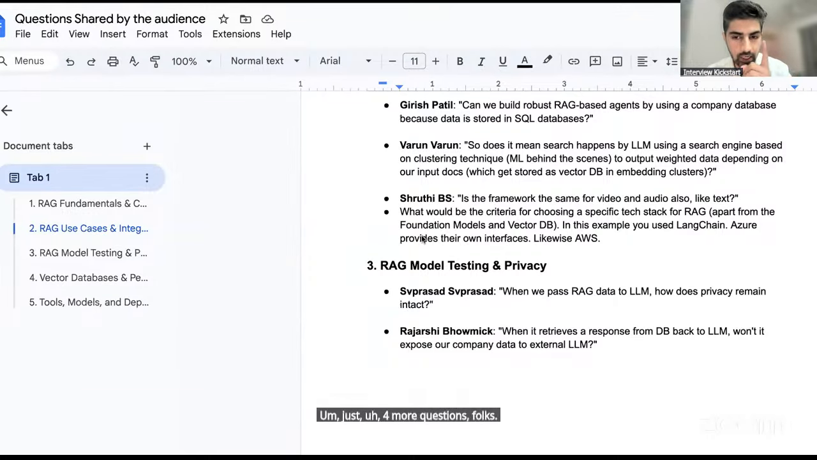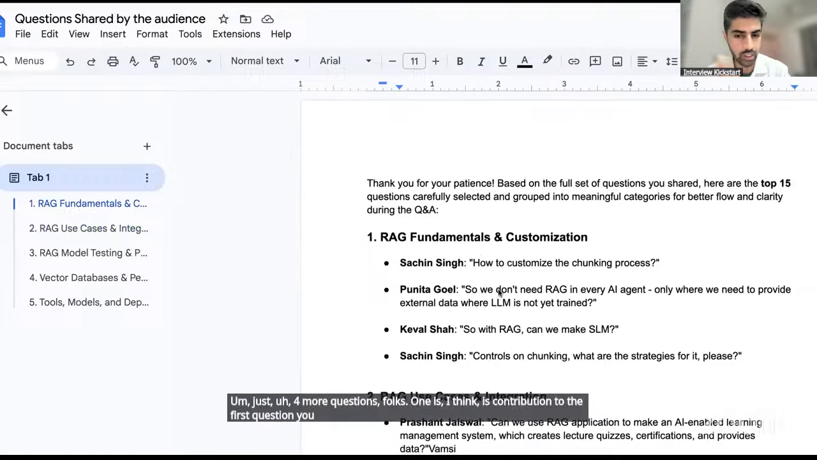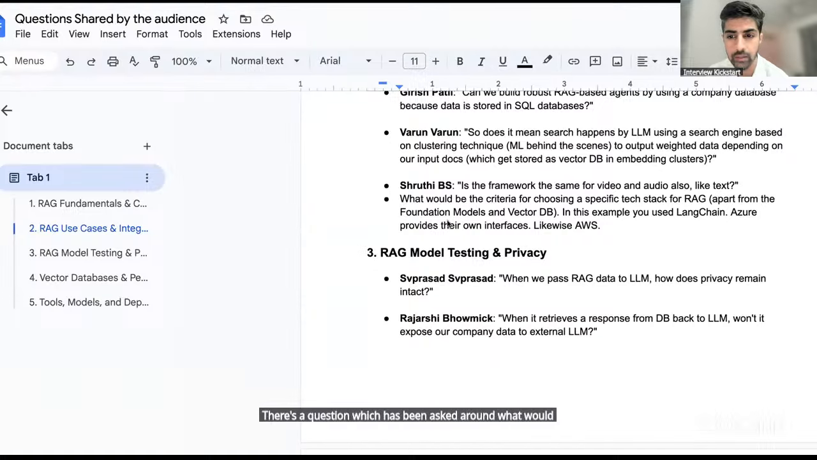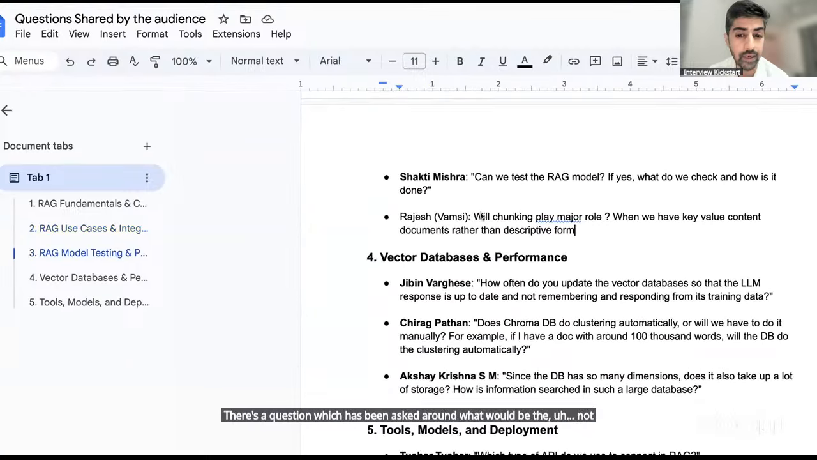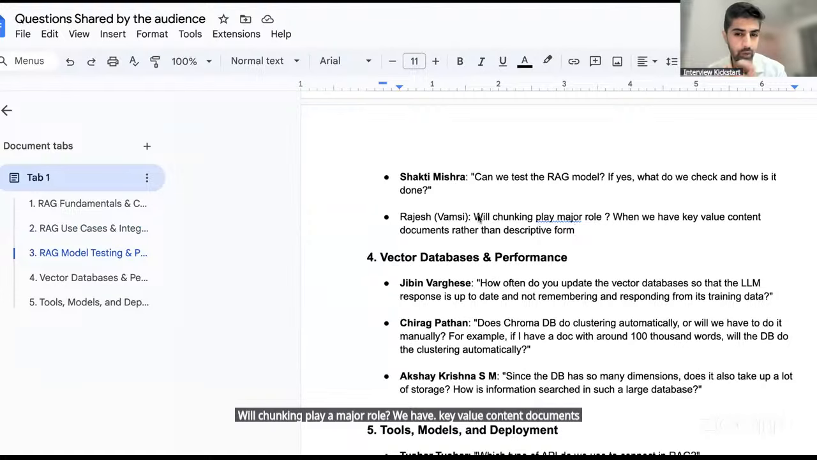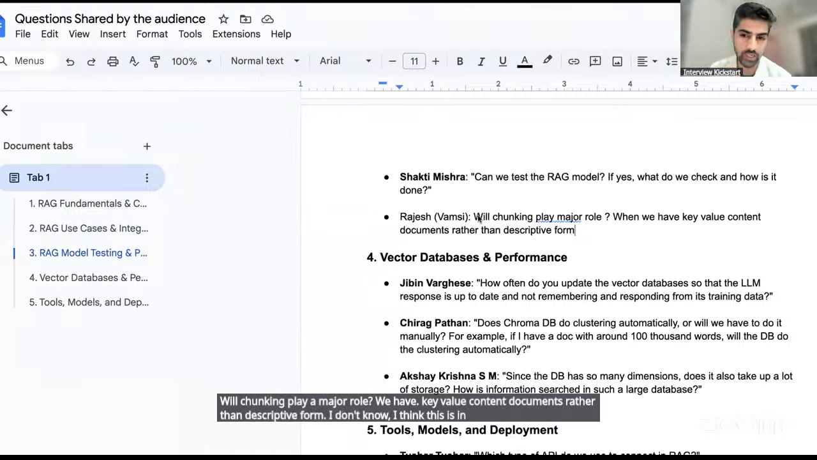One is, I think, a continuation to the first question you addressed, how to customize the chunking process. There's a question which is asked around what would be, not this one, sorry, my bad. Will chunking play a major role if we have key value content documents rather than descriptive form? I think this is in continuation to the first question, but if you could decipher what the question is, could you address that?